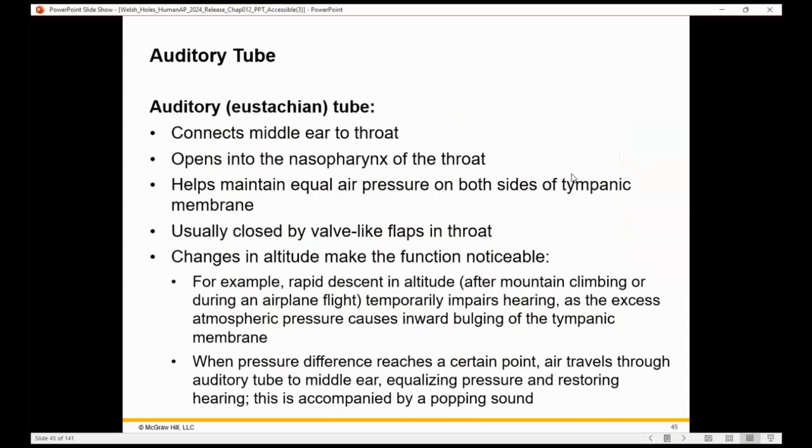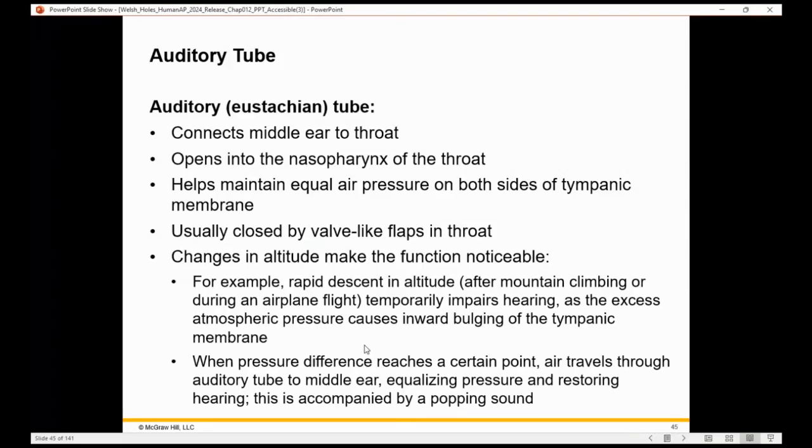The auditory or eustachian tube connects the middle ear to the throat. It opens into the nasopharynx of the throat. It helps maintain equal air pressure on both sides of the tympanic membrane. It's usually closed by valve-like flaps in the throat. Changes in altitude may make this noticeable.